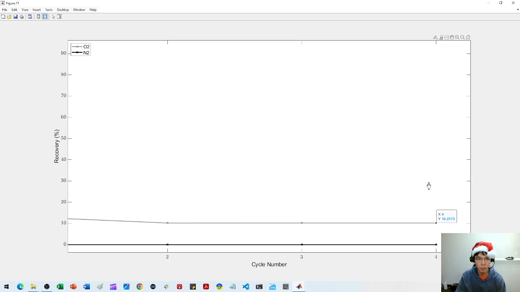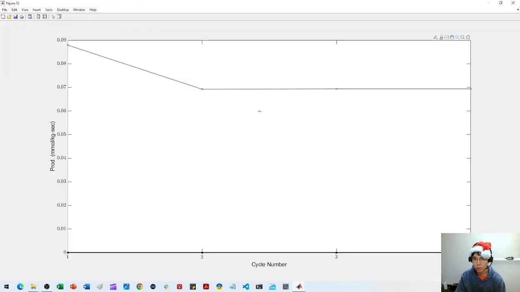But this is a niche application where lower purity is acceptable, and this is actually pretty consistent with the paper that we got these simulation parameters from, Knaebel and Kayser's paper on 5A oxygen simulation. In their work, they also attained about 10% recovery.